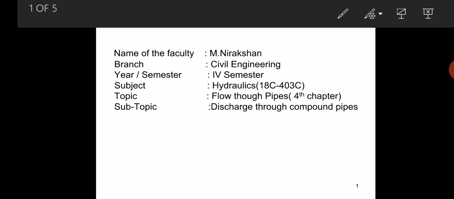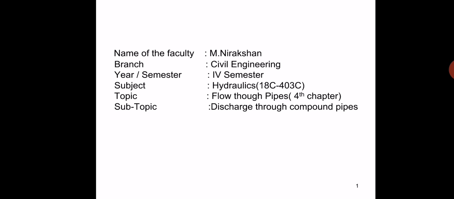In the previous class, we discussed the problems and calculation of equivalent length for compound pipes. In this class, I am going to discuss calculation of equivalent diameter for compound pipes. This is the last problem for the fourth chapter. Here we are going to calculate the equivalent diameter for compound pipes. So let's go to problem number 1.